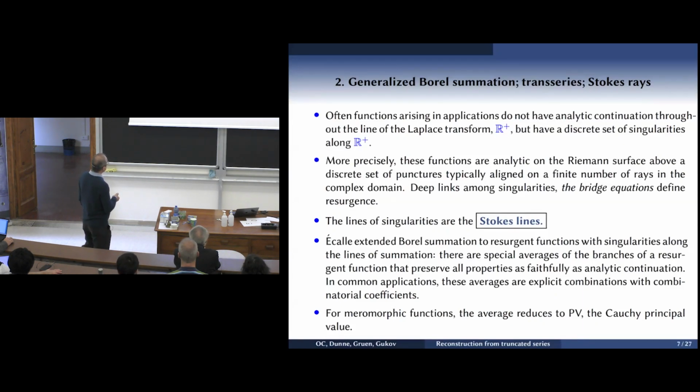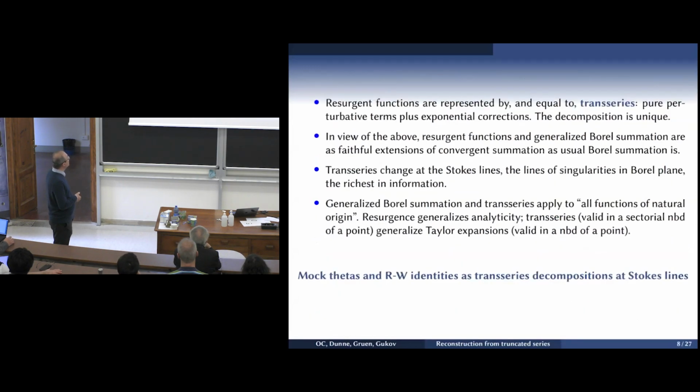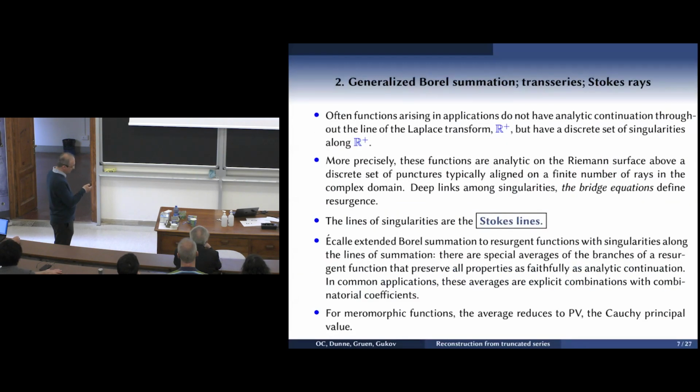So what happens in reality? You don't have analytic continuation on the real line, but in reality, resurgent functions are functions that are analytic on a Riemann surface. In fact, you can think vaguely that they are analytic on the universal cover of the complex domain, take away a set of discrete punctures. And I'm speaking a bit tongue-in-cheek. So it's the notion of endless continuation that Écalle uses. So you have continuation, but not straight on, but on a Riemann surface.